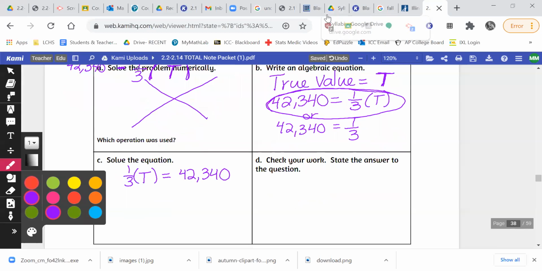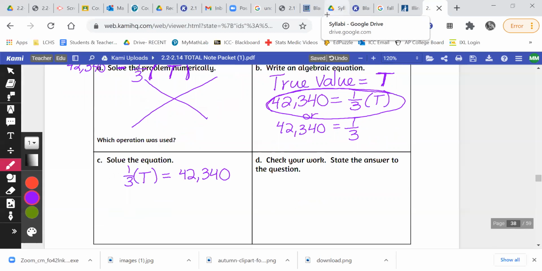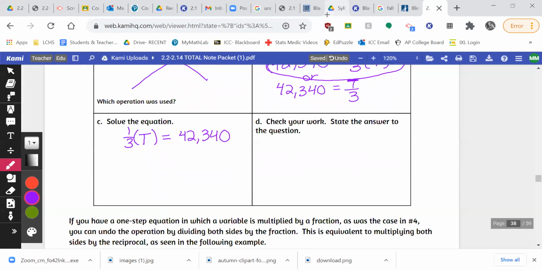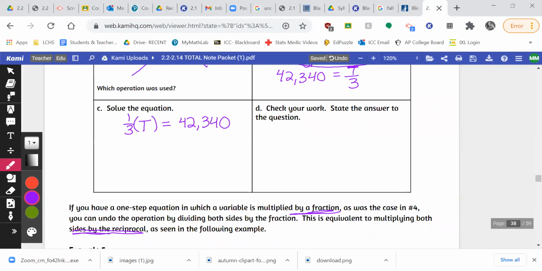Now, to solve this, remember that you can also think of this as T over 3. And they tell us in the next sentence right here, and I'm going to have us look at that before we solve this. It says, if you have a one-step equation in which a variable is multiplied by a fraction, as is the case with number 4, you can undo the operation by dividing by that fraction, but you can also multiply by the reciprocal, all right? So that's going to be helpful.